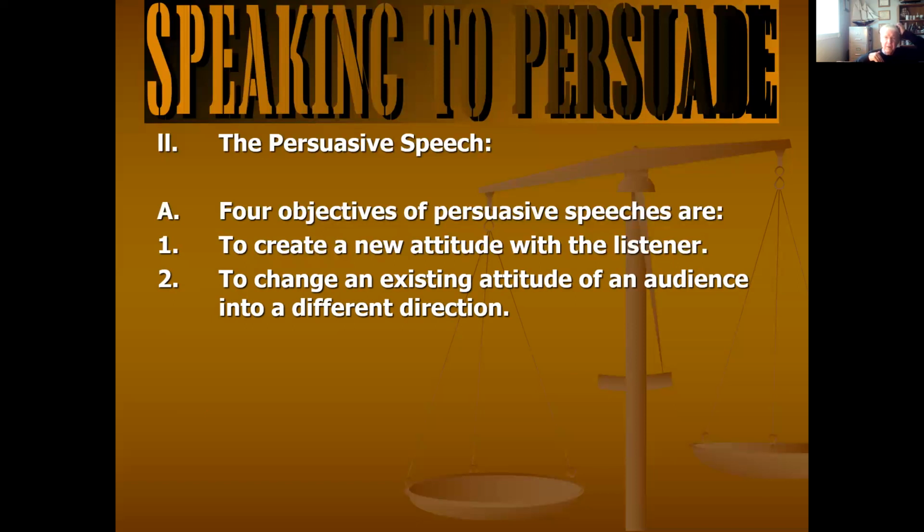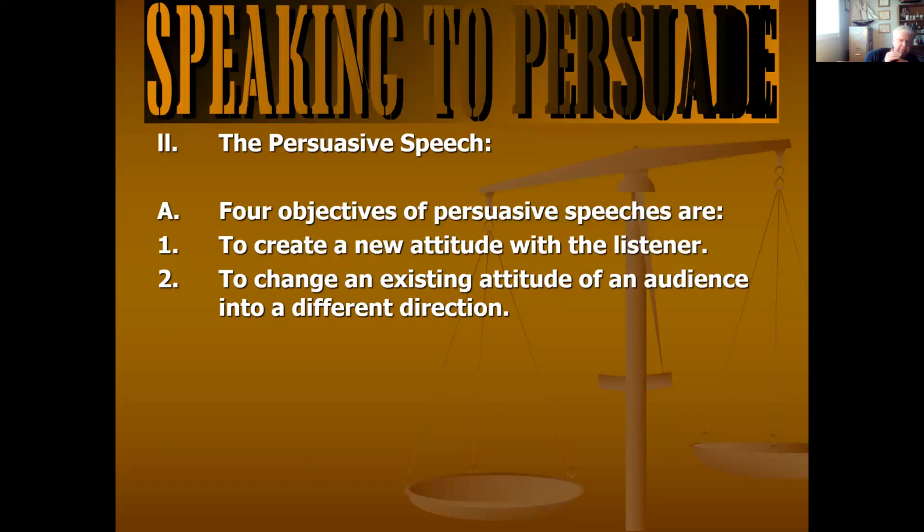Okay, their attitude might be a new attitude. To create a new attitude is where no attitude exists. To change an attitude is where an attitude exists, but you'd like to change its direction. So they have an attitude. They say, voting is not necessary, and you want to change that attitude: voting is very important and is very necessary. That's changing the existing attitude.